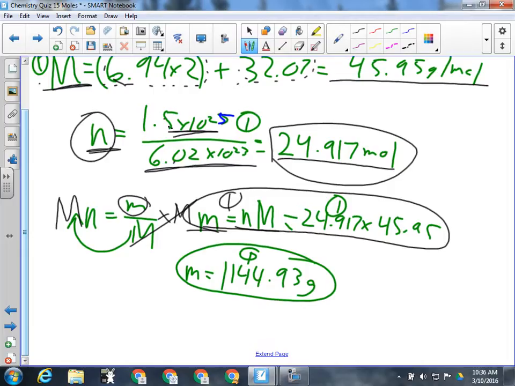24.917, our number of moles, multiplied by the mass of 1 mole, or molar mass, should give us 1,044.60 0.93 grams.